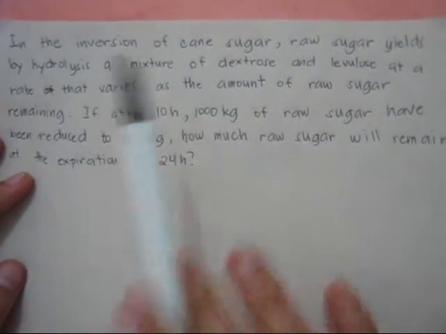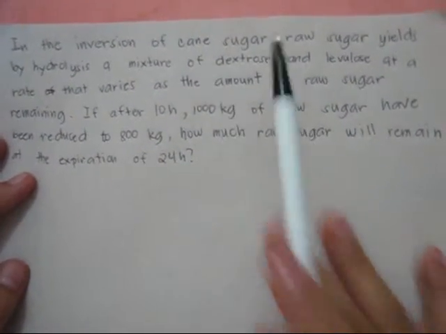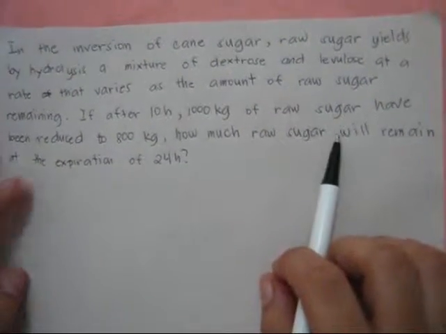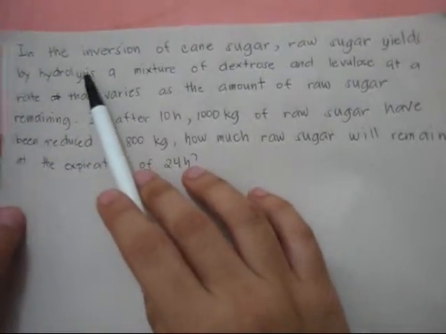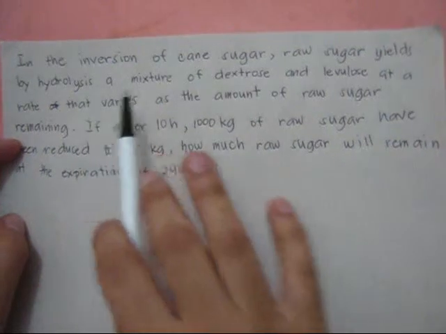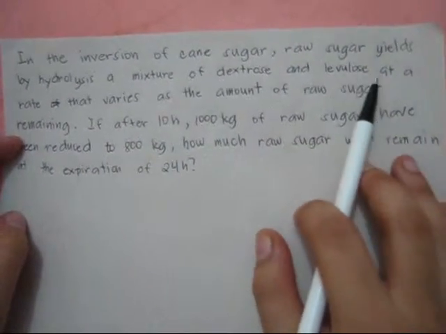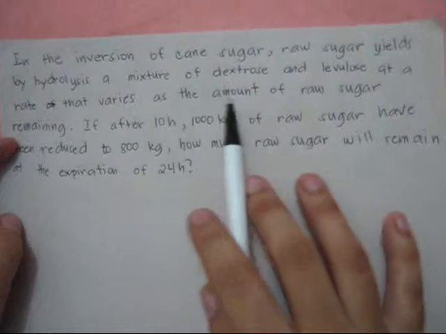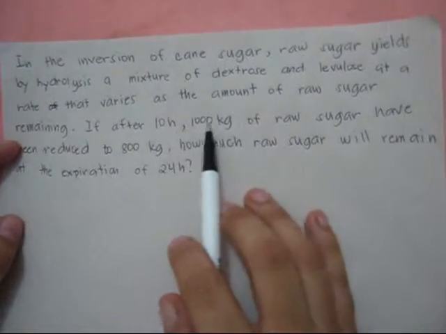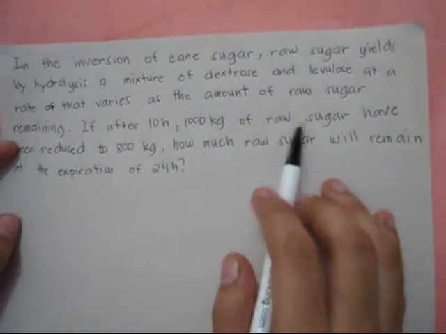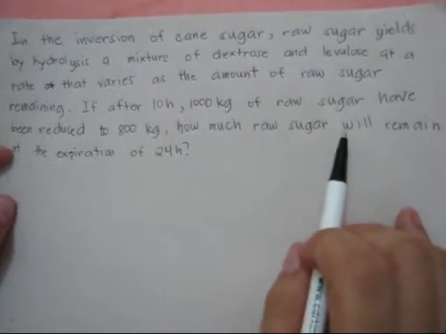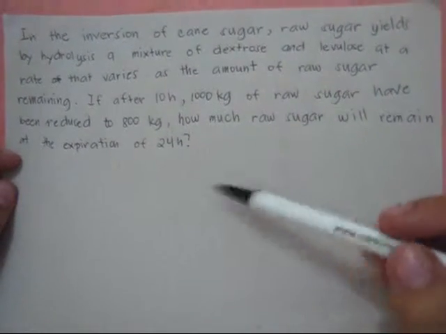So today we're gonna apply what we have learned in our previous examples of differential equations. So we're gonna solve a problem. The problem is, in the inversion of cane sugar, raw sugar yields by hydrolysis a mixture of dextrose and levulose at a rate that varies as the amount of raw sugar remaining. If after 10 hours, 1,000 kg of raw sugar have been reduced to 800 kg, how much raw sugar will remain at the expiration of 24 hours?